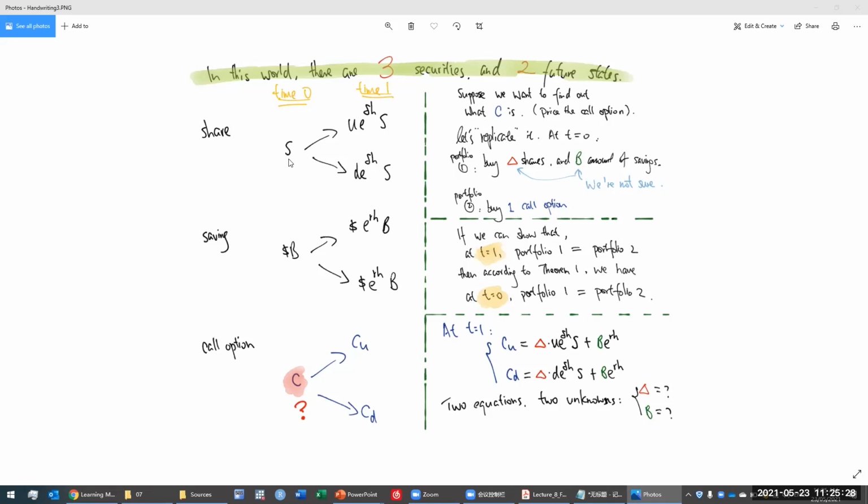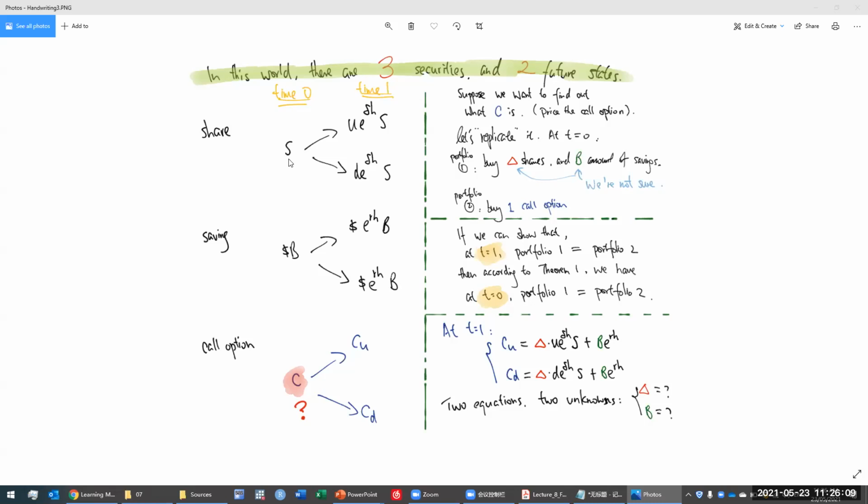If it goes up, CU equals Delta times shares plus B times my savings account. If it goes down, CD, which is my call option, equals Delta times my shares plus the $B I invested times the interest rate. And in this case, I'm not equating CU equal to CD because they don't equal each other. But what I do have here is that I know what CU and CD are. I know what the spot price is, and I know what the interest rate is.